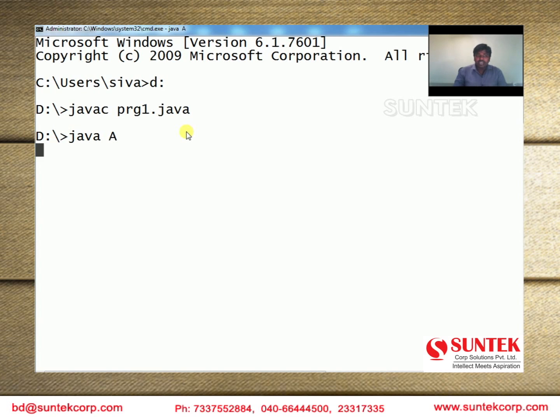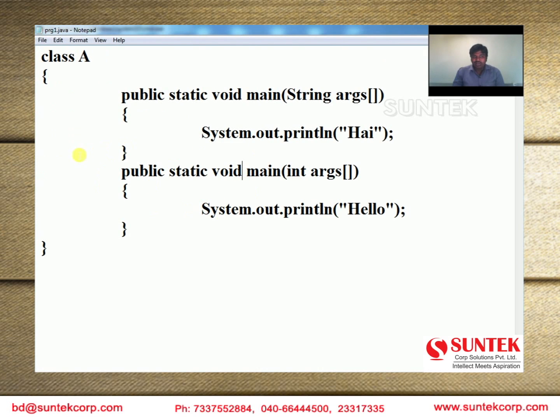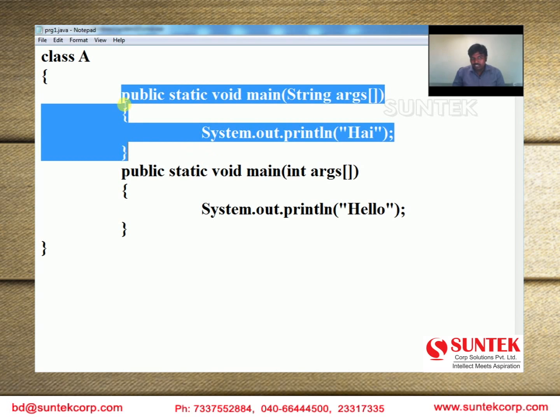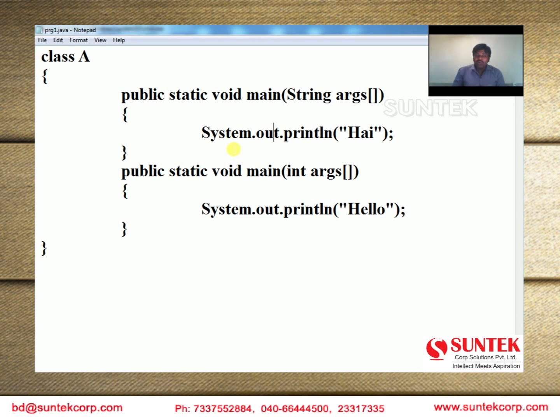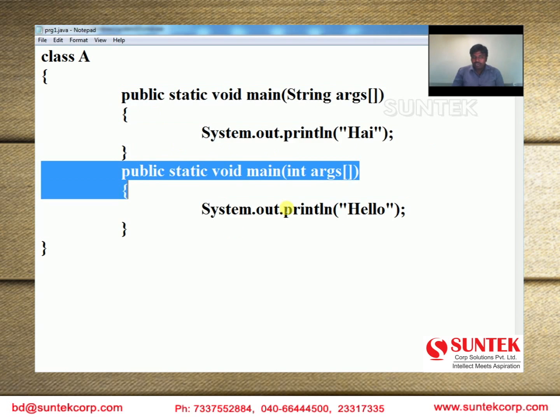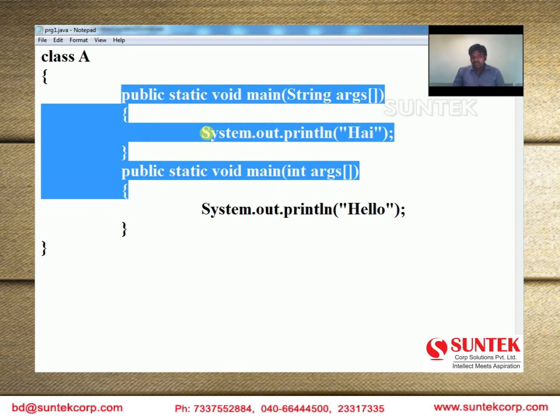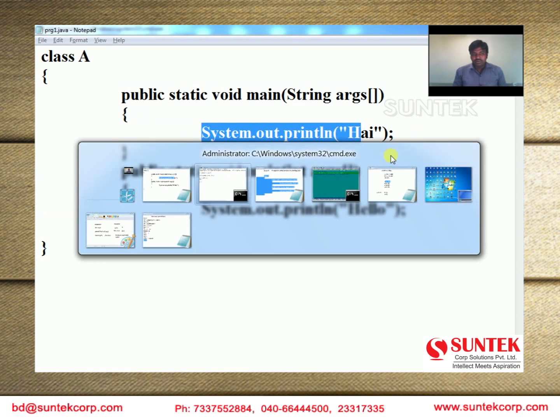The Java class name is A. Then what will be the output? The class name is A, and it calls a main function. Which main function will be executed? Output is hi. See, the Java JVM calls the main method. Always it checks for String args, then the output is hi. We can overload the main function also in Java, not in C and C++. Java supports it. If you write two main functions, the String args function will be executed.